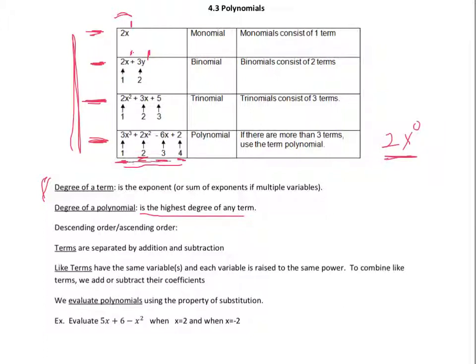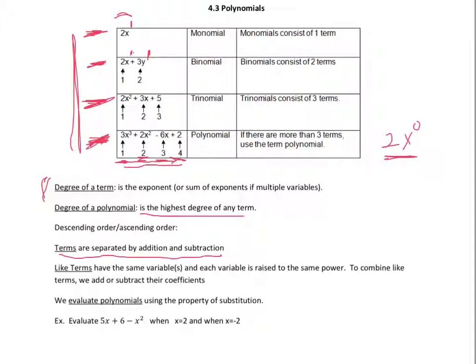As we read from left to right, the powers of the exponents go down. We could have an ascending order, where the powers go up as we read from left to right, but generally speaking, we want this in descending order. That's how I would like to do this. Now, terms, like I said, are separated by addition and subtraction. So, one term is a monomial, two terms a binomial, three terms a trinomial, and more than three terms is a polynomial.